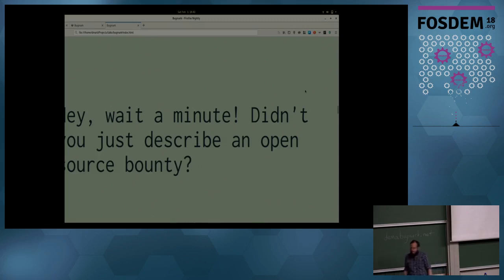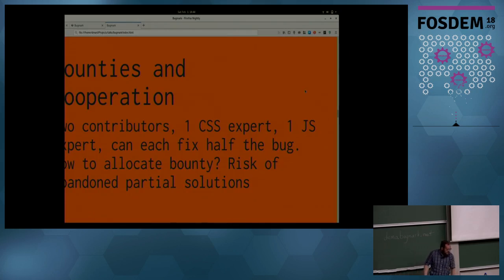All right, boring, right? Didn't I just describe an open source bounty? And haven't companies been putting, hey, let's pay people to fix bugs, bounty systems on open source projects for 20 years now? How many people have used an open source bounty system? Okay. They're not super popular, and we have some interesting hypotheses as to why people don't do open source bounties.